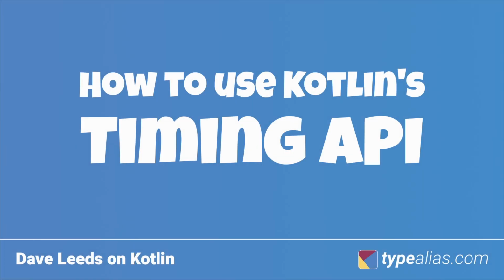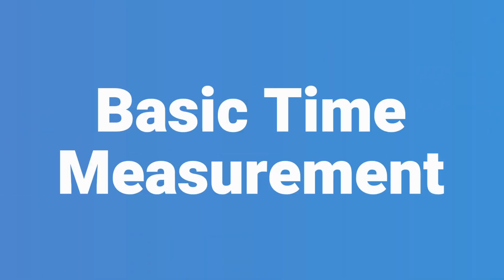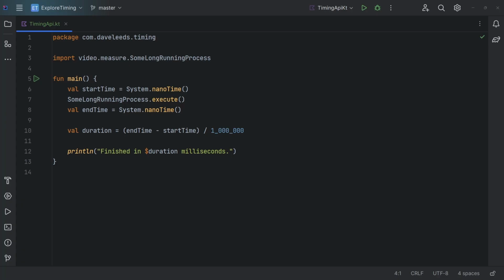As of Kotlin 1.9, the standard library includes a stable timing API. So let's jump in and see what it's all about. The most common thing we'll need to do with Kotlin's timing API is to simply measure how long some chunk of code takes. So let's start with that.